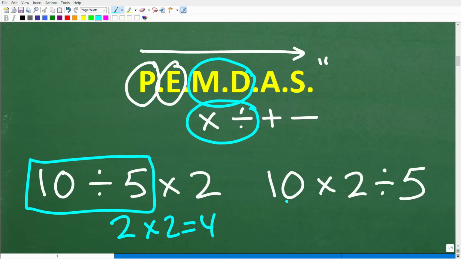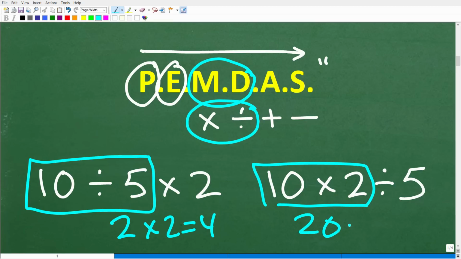Now here we have 10 times 2 divided by 5. Okay, so what do we see first from left to right? We see multiplication. So we're going to do the multiplication first. So 10 times 2, of course, is 20. 20 divided by 5 is 4.